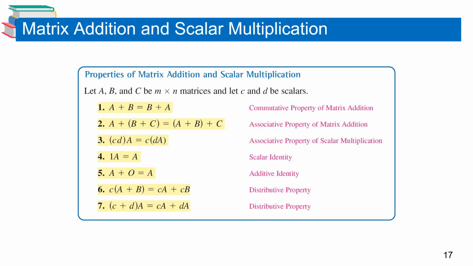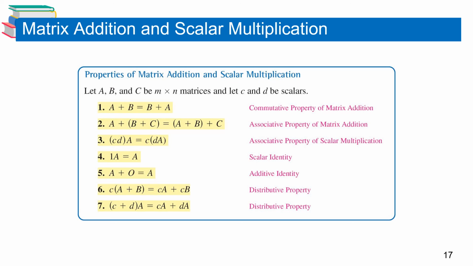I have the associative property of scalar multiplication, which basically says that if I'm multiplying by two or more scalars, it doesn't matter what order I multiply those scalars. I can multiply the scalars first and then multiply by the matrix, or I can multiply one scalar by the matrix and then by the other scalar. The next one, we have the scalar identity, which says that if I multiply any matrix times 1, I'm going to get the original matrix back. I have the additive identity, which says if I add a 0 matrix to any matrix, I'm going to get the original matrix back.